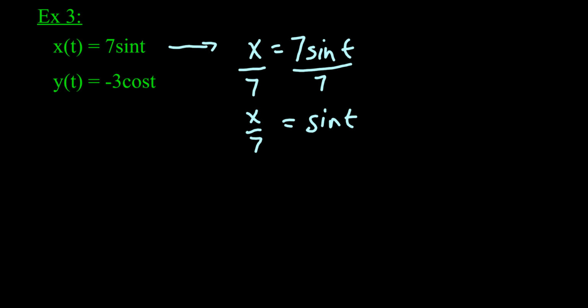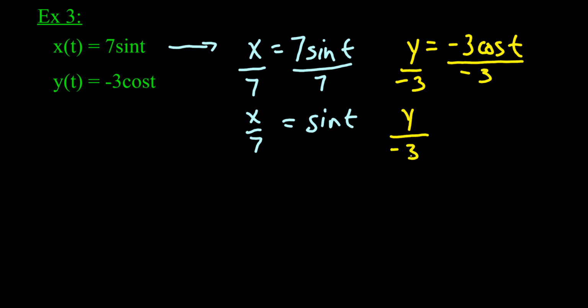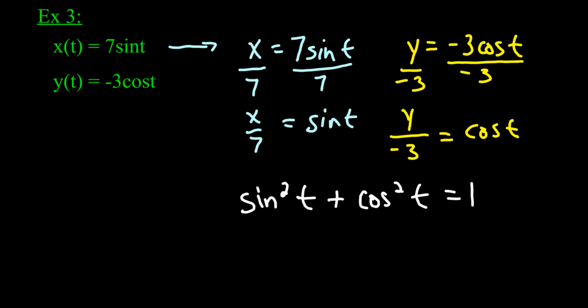Let's do the same thing with the y part of the parametric equation. We've got y equals negative 3 cosine t. I'm going to divide by negative 3 to get cosine t all by itself, and I get y over negative 3 equals cosine t. The reason I didn't do the inverse sine or inverse cosine was because we know a trig identity, and that is sine squared t plus cosine squared t equals 1. Well, we know what sine is. We know what cosine is. So we can plug those into this equation.